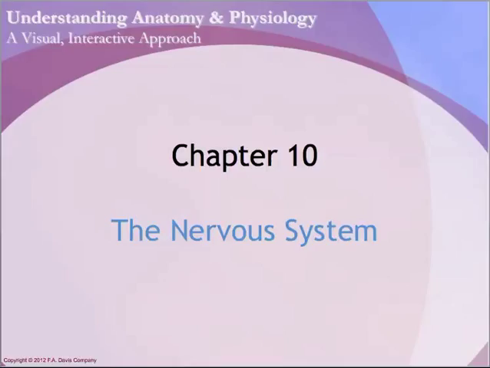It consists of the brain, spinal cord, and all of the nerves. It is a very, very complex system, so hopefully this lecture is going to help to fine-tune you into what you need to know regarding this chapter.